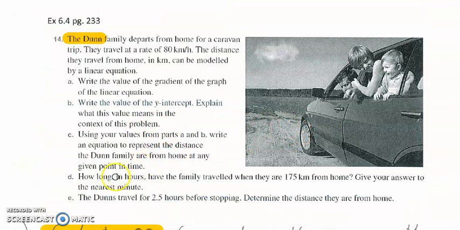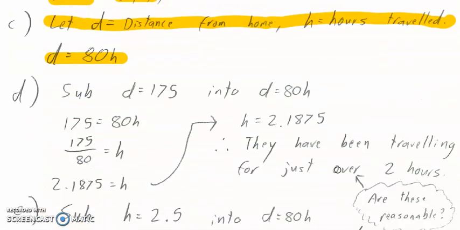So, part D. How long in hours have the family travelled when they're 175 kilometres from home? So basically, if they've travelled 175 kilometres, I need to substitute D equals 175 into my equation. So I'm going to replace the letter D with 175, as I've done here. Then I move the 80 over here. What's the opposite of multiplying H by 80? Dividing by 80. So H is equal to 175 divided by 80, which is 2.1875.